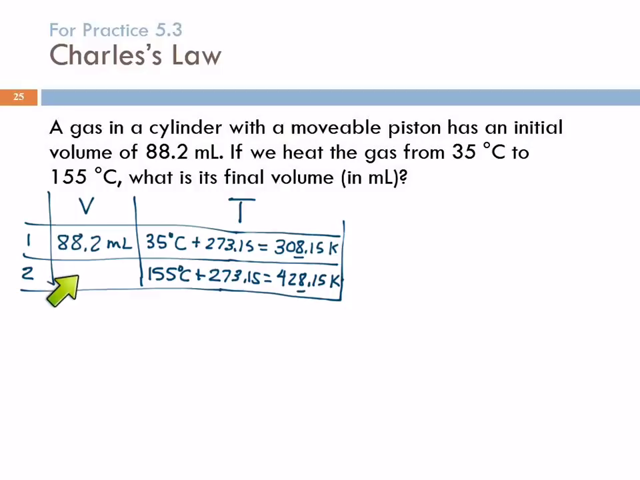We have one empty square, and the question is, what is the final volume? This is the volume of the second condition. Cool. It's going to work out. So I'm going to call this V2. Now we have two equations to choose from. We have Boyle's law with the pressure and the volume, and we have Charles' law with the volume and the temperature. Now obviously we're going to use Charles' law because the title here says Charles' law. So Charles' law: V1 over T1 equals V2 over T2.